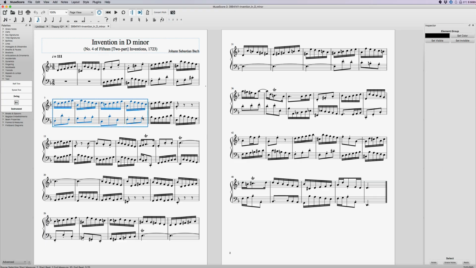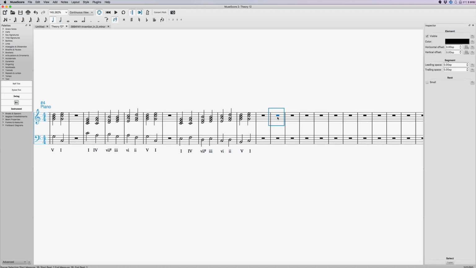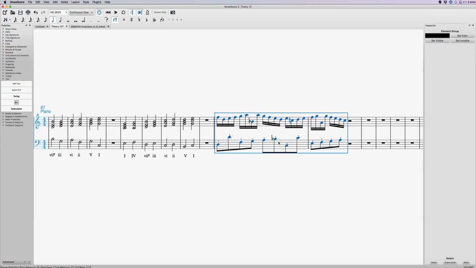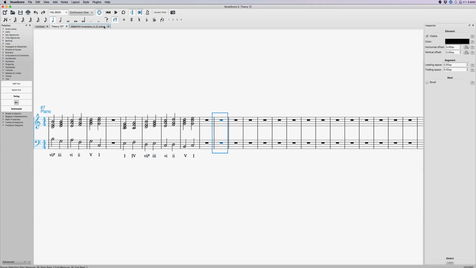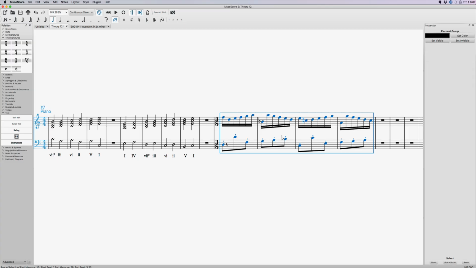I'm just going to copy these out and take them over to our theory example. I'm just going to put them here. Okay, here are those two bars. I should probably change my meter first, right? Because we're in 3/8. Okay, let's change our time signature to be in 3/8. Okay, now it makes a little bit more sense.